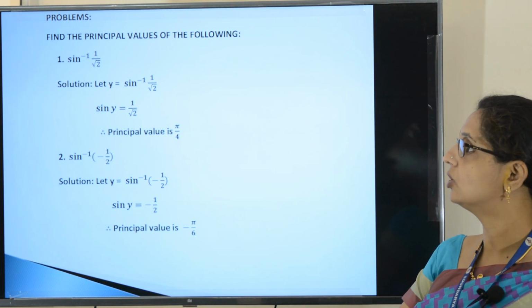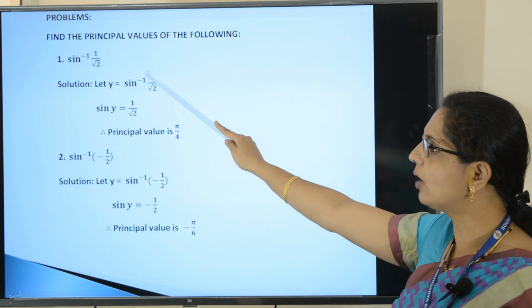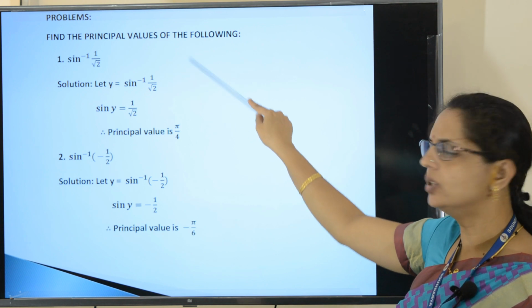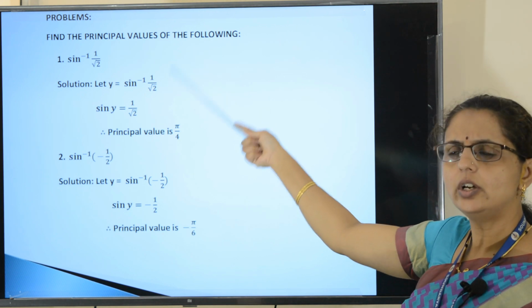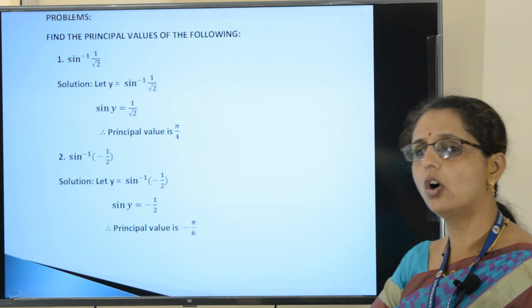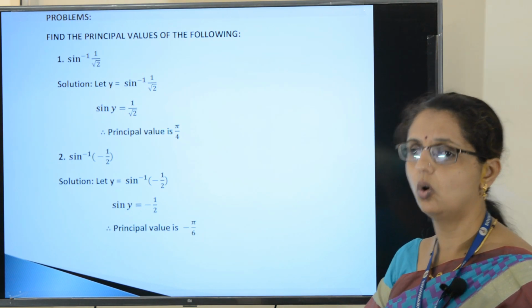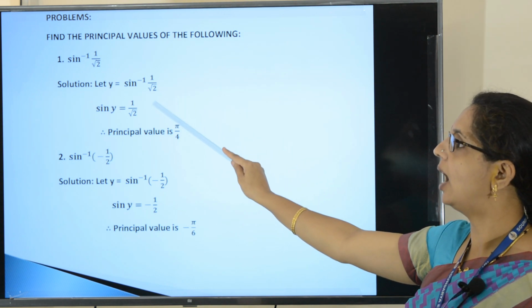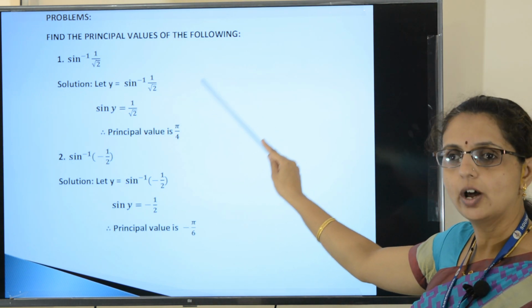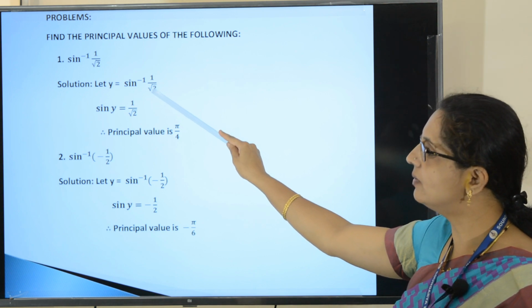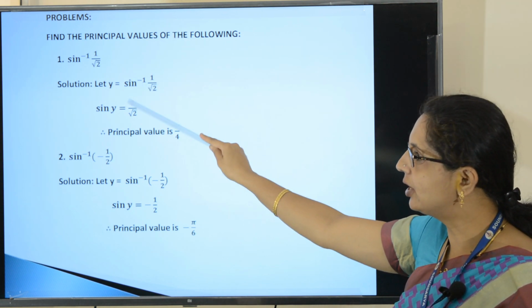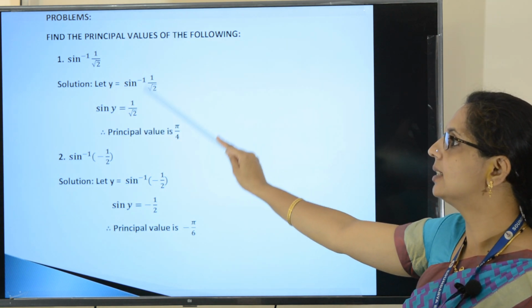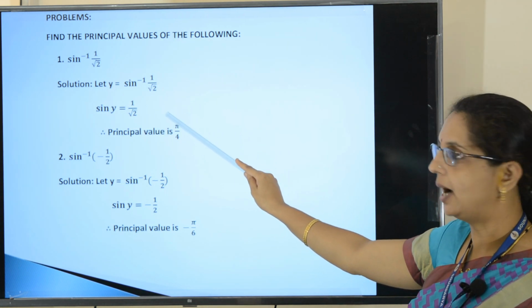First one, sine inverse of 1 by root 2. We are going to find this principal value. And not only this, 1 by root 2 is a standard value for sine, so it implies it is a standard value for sine inverse also. Just concentrate on the solution, students. Let us assume y equal to sine inverse of 1 by root 2. Sine inverse, when I shift from RHS to LHS, what will it become? Sine y. Sine y is equal to 1 by root 2.